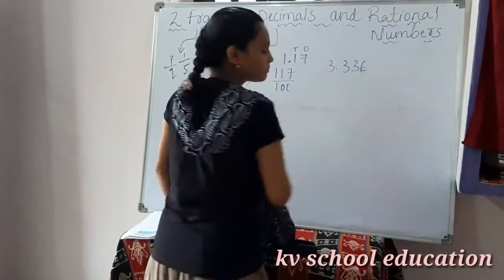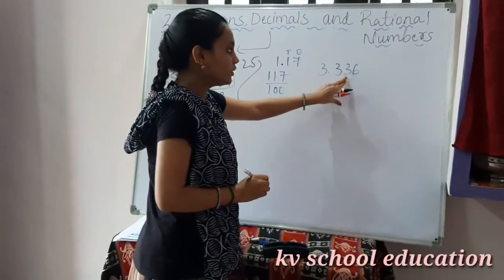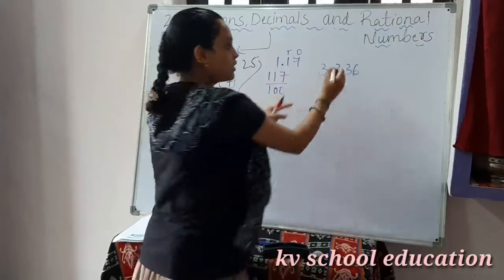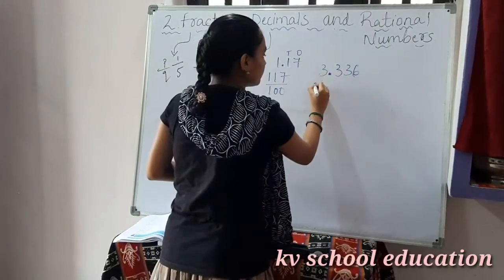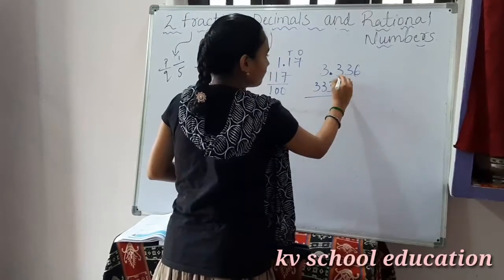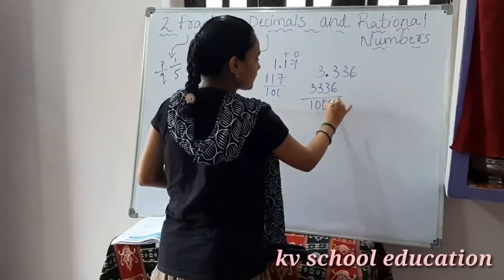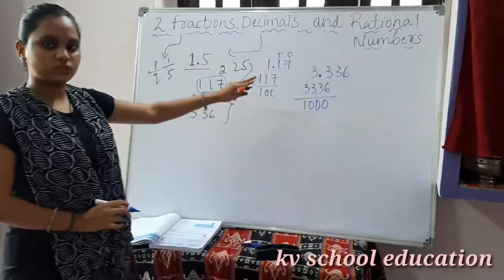3.336. Here the point is after the 3 digits, 1 2 3. So we should remove the point, 3336 by 1 2 3. So here 3 zeros, 1 2 3. Like this we should convert.